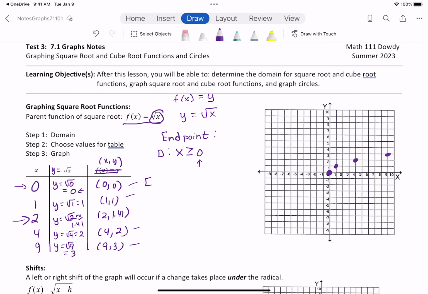So remember, this first point is an endpoint, which means there won't be an arrow there. It's just going to be the dot. But the domain is everything bigger than or equal to that 0, so it means it goes on forever. So we're going to connect the dots and use an arrow on the end. Alright, so that is what the parent function of the square root looks like, and by parent it means there's no shift involved.